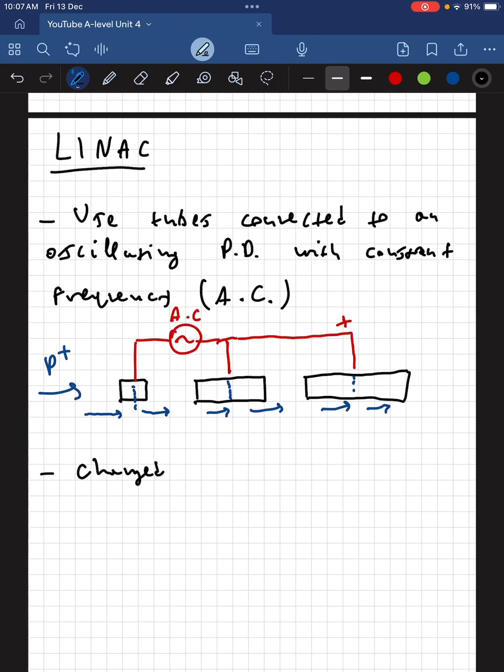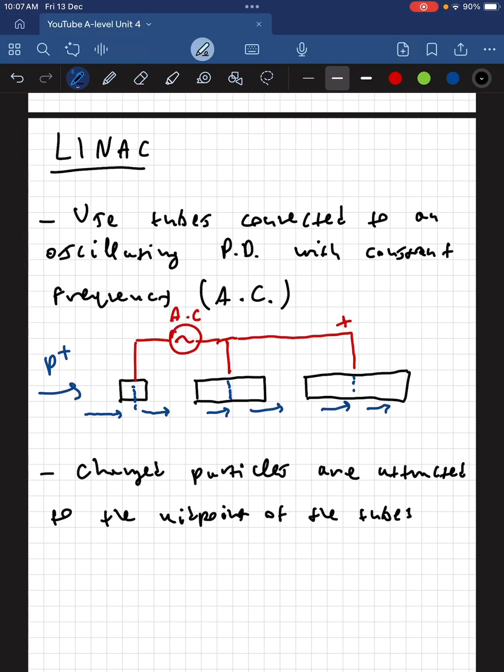So, charged particles are attracted to the midpoint of the tubes.